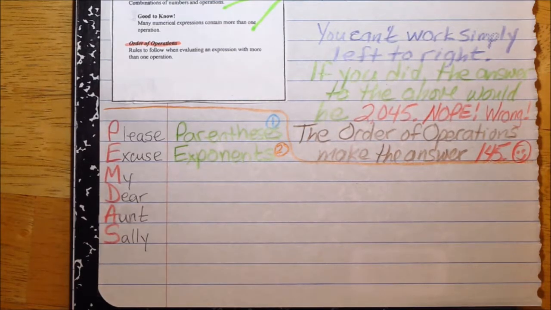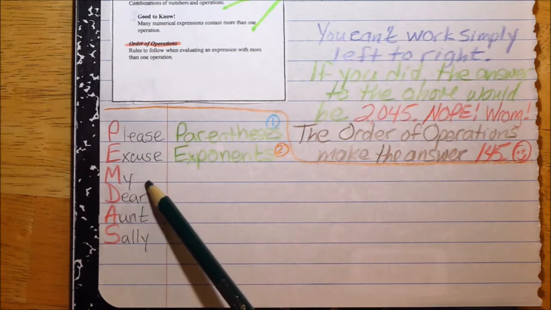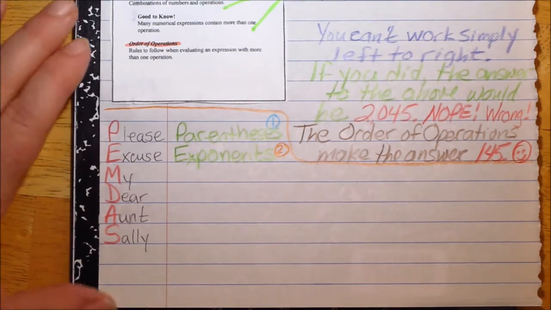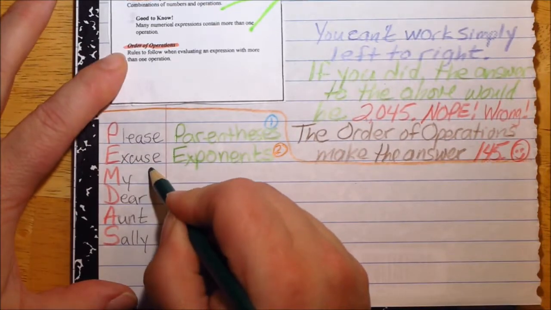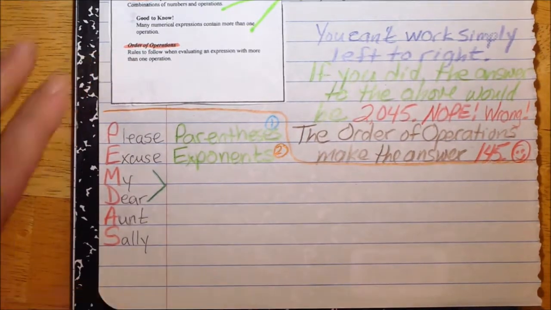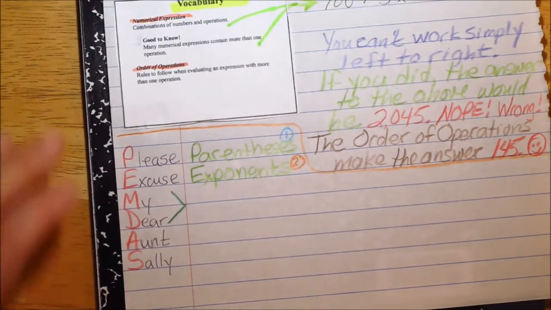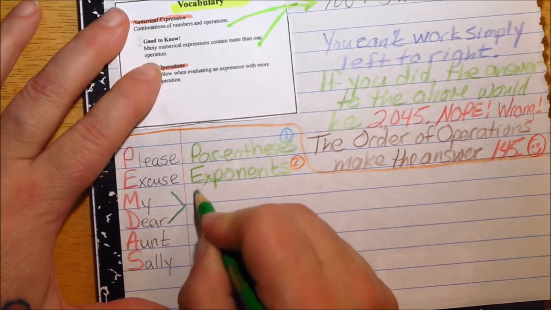Now, this one changes things a little bit different because it looks like there's 6 steps in the order of operations, but there's really 4, because multiplying and dividing, which is what M and D stand for, are handled at the same time from left to right.